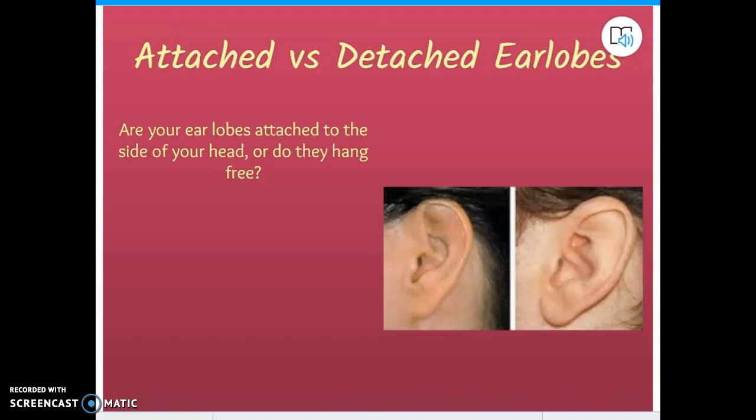I guess this could show up on your project, the attached versus detached earlobes. When we were doing the bingo game last week, we realized it's really hard to describe that without saying it's when your earlobe is attached or not attached to the side of your face, right? I need you to know what that is, not because it's going to be some huge test question, but it could show up as part of a question or an answer.